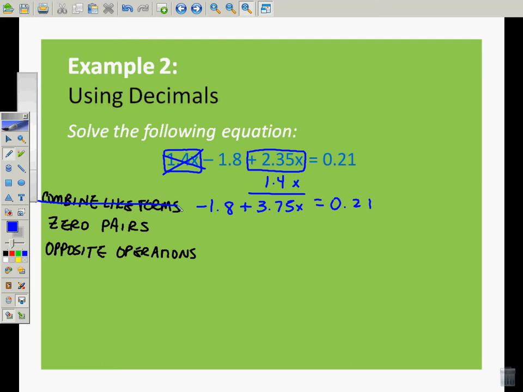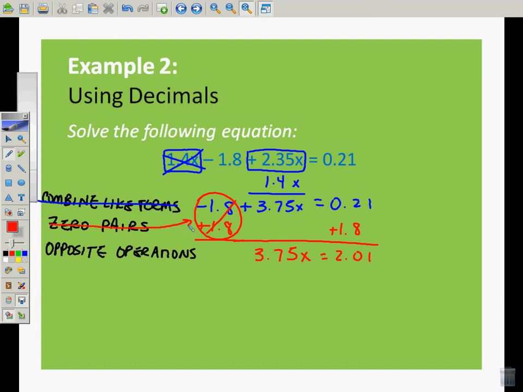Well, now I need to do zero pairs, and I recall that zero pairs allows me to get rid of everything that doesn't have an x with it. So I'm going to zero pair with this, which means these together make 0. But I know I need to do the same thing to the other side. And so when I find my totals, I've got 3.75x is equal to 2.01. Well, that was zero pairs because these make a 0 right here.